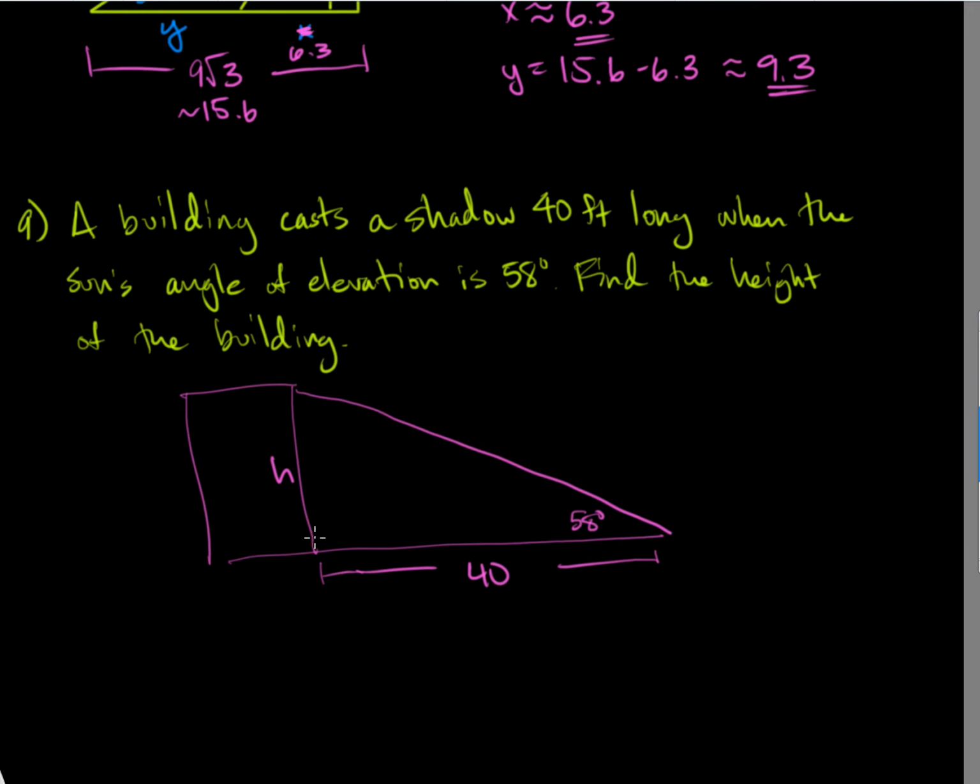Well, of course, we're measuring height perpendicular to the ground. So from the perspective of this 58-degree angle, we want to know the opposite leg when we know the adjacent. So we set up tangent of 58 equals h over 40, opposite over adjacent. And now h is on top, so it's simply equal to 40 times tangent 58. And 40 tangent 58 gives me an answer of about 64. So the height of the building is about 64 feet.